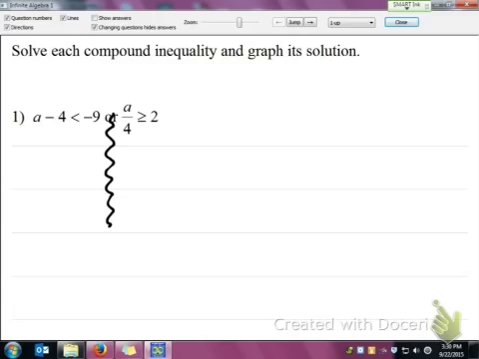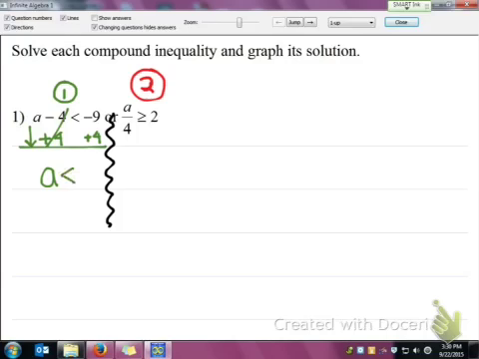We have the one on the left, a minus 4 is less than negative 9. That's equation number 1. And on the right we have a divided by 4 greater than or equal to 2. So that's going to be equation number 2. So let's solve equation number 1. We have a minus 4. So to get rid of minus 4, we're going to add 4 to both sides of our inequality. And drop down that a, bring down our inequality symbol, and then negative 9 plus 4, that gives us negative 5.